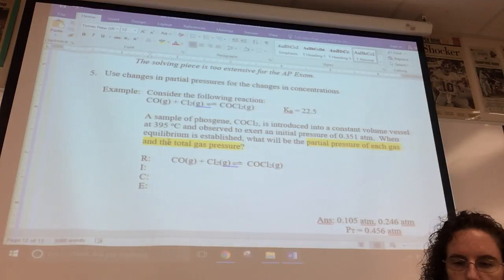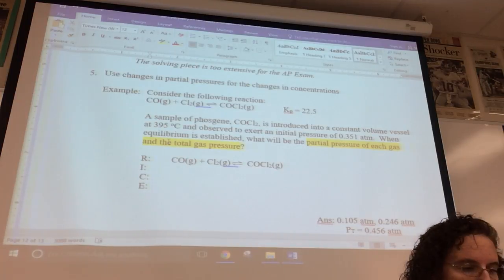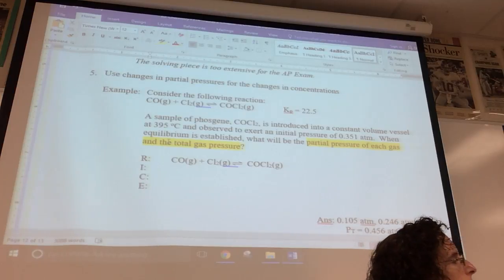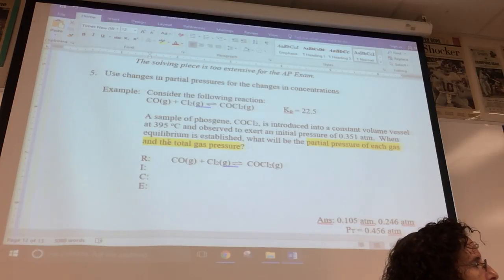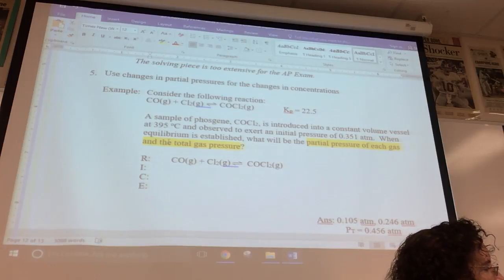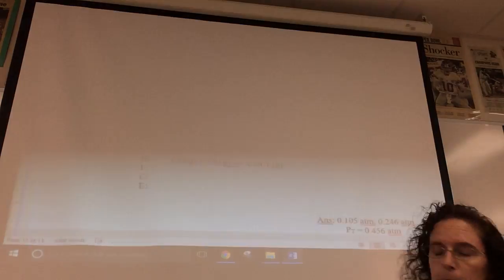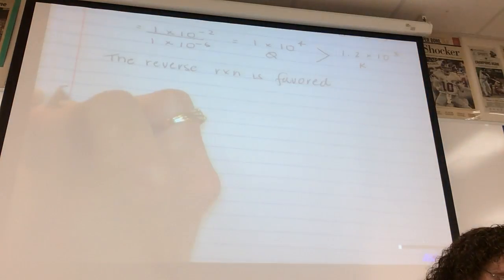This we should be able to approach at all levels. Okay. It says a sample of phosgene is introduced into a constant volume vessel at 395 and observed to exert an initial pressure of 0.351 atmospheres. So that's the initial pressure of phosgene. When equilibrium is established, what will be the partial pressure of each gas and the total pressure? Let's see if we can do this one. Oh, we can do it.